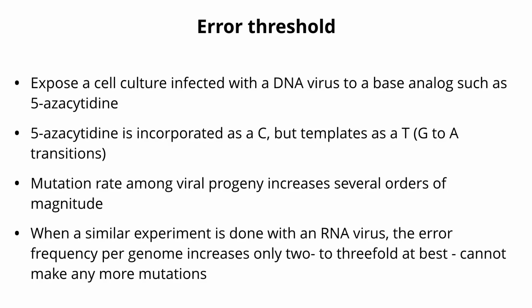Now, if you do a similar experiment with an RNA virus, you use, again, a base analog that increases the mutation frequency, you only get a 2 to 3-fold increase in the number of mutations in the progeny viruses. So a DNA virus, you can increase the mutation frequency several logs, 10 or 100-fold. The RNA virus, only 2 or 3, and that is because the RNA virus is existing close to the error threshold, this point at which you can't exceed, otherwise you lose infectivity, and the DNA viruses are existing way below it. All right, so that is the error threshold experimentally shown.